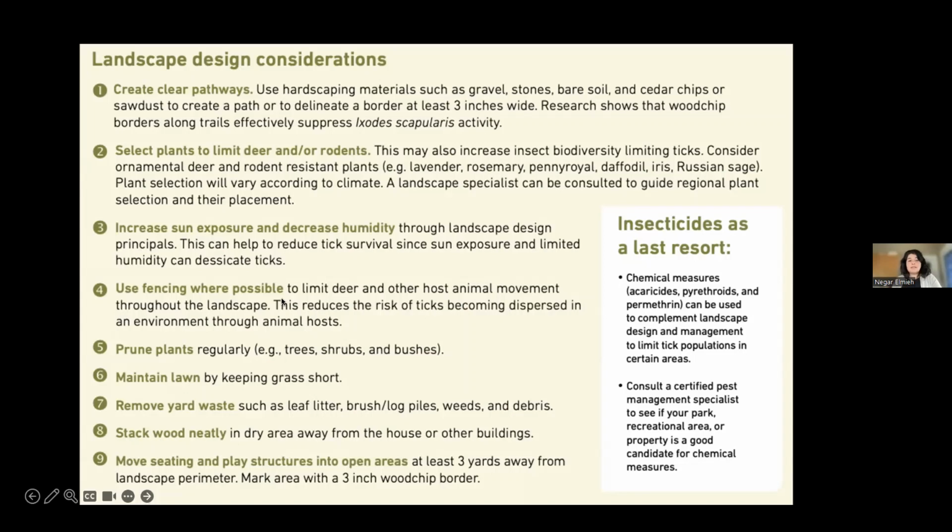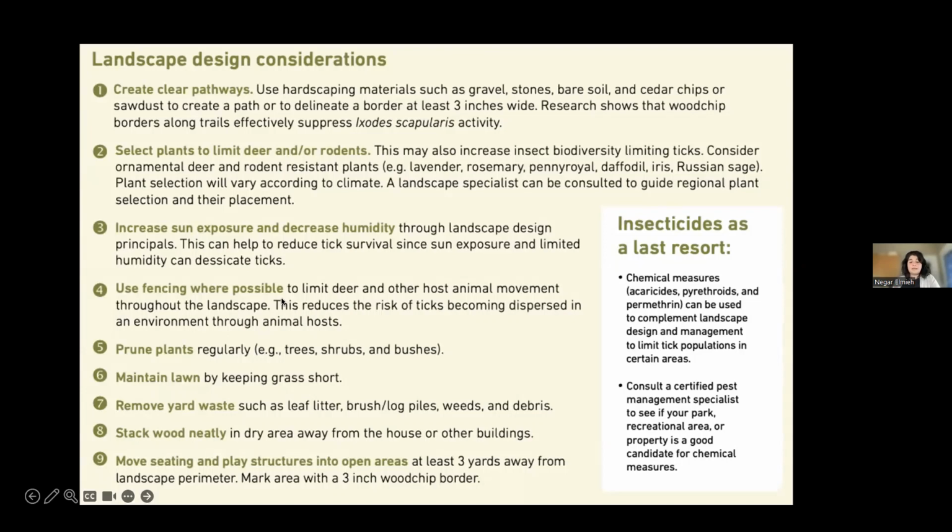The second is you can select plants to limit deer and or rodents, and these are the animal hosts that would be carrying the ticks. And so this helps to prevent ticks from establishing in an area. And these plants can include lavender, rosemary, daffodil, iris, Russian sage. One thing I will note here is that these plants and their success will vary greatly based on the biogeoclimatic zone you're in across Canada. So I really encourage you to talk to a landscape specialist or do some research to see what works for your biogeoclimatic zone. The third is to increase sun exposure and decrease humidity.